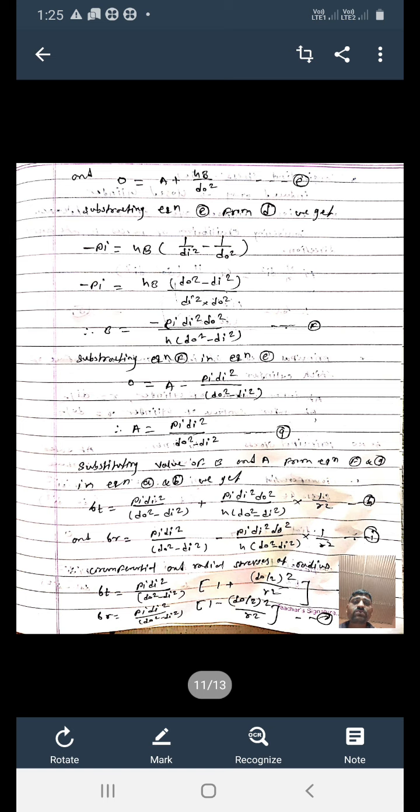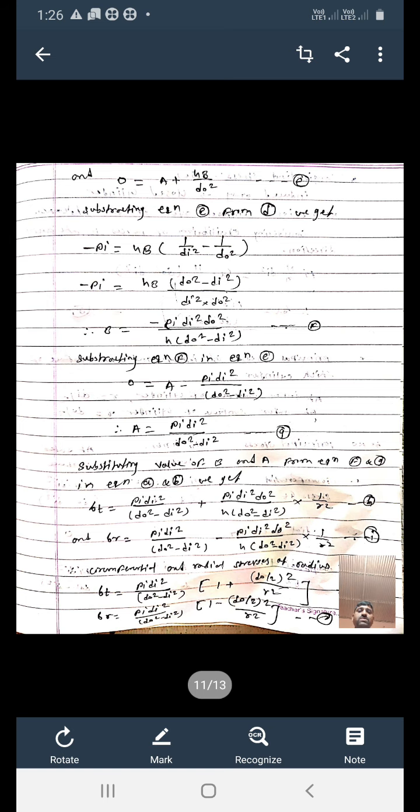Then I will subtract equation E from D. Then we will get minus Pi is equal to 4B into (1 divided by di square minus 1 divided by do square). If you solve this equation, you will get B is equal to minus Pi di square do square divided by 4 into bracket (do square minus di square). This is equation number F.